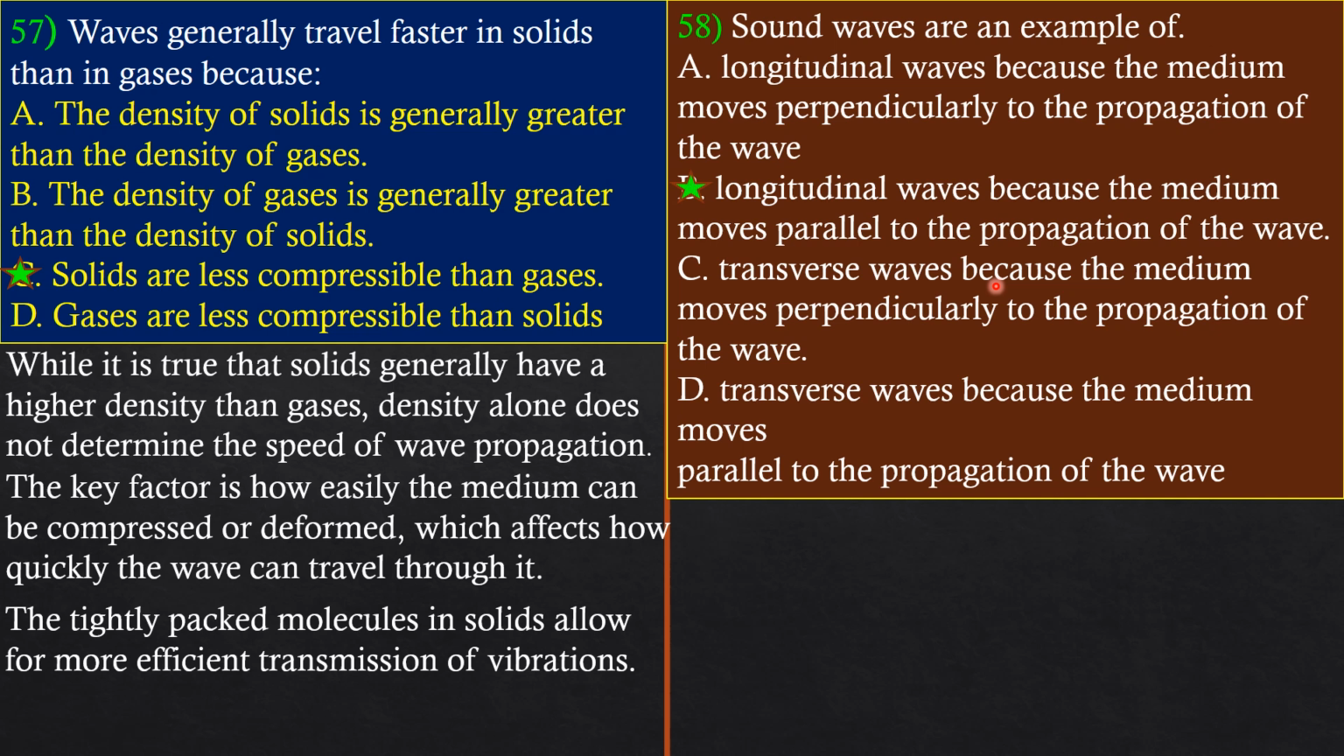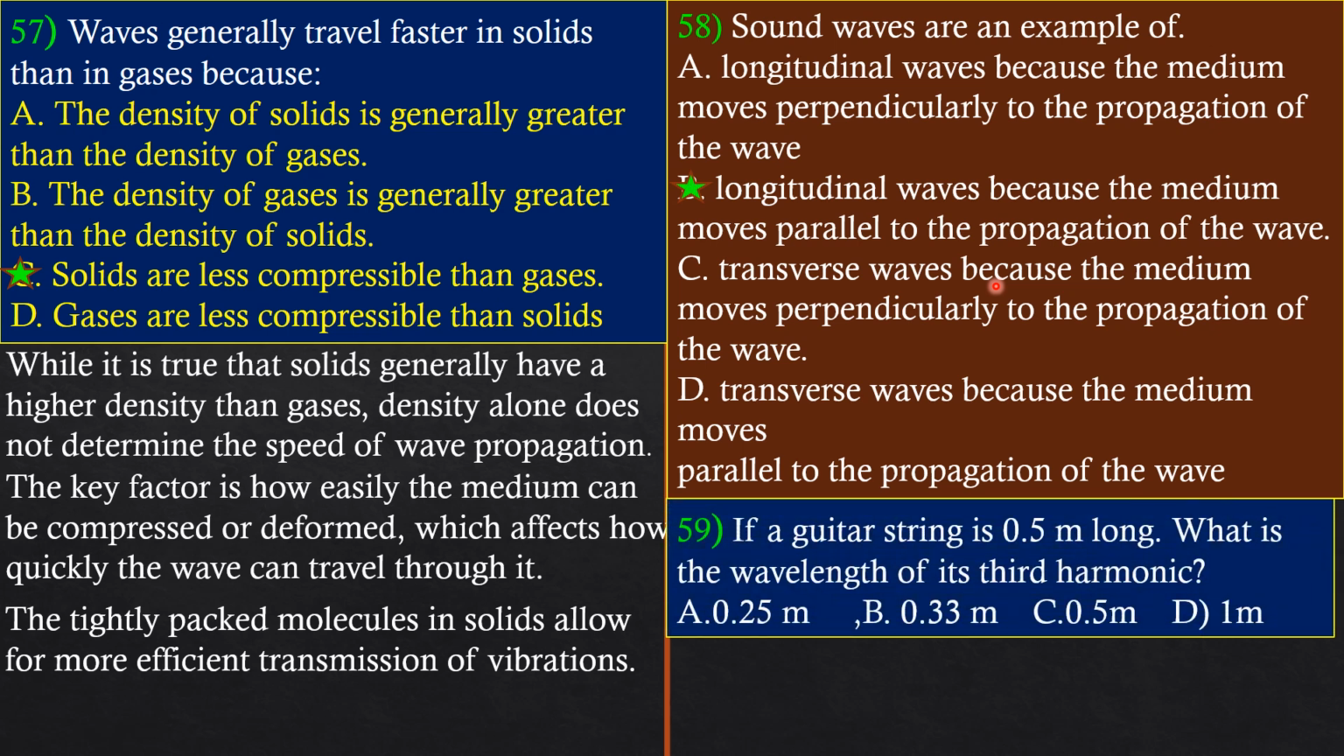Question 59 says that if the guitar string is 0.5 meters long, what is the wavelength of its third harmonic? Friends, let's simply recall that the guitar string in this case is fixed at both ends, and so the wavelength of its nth harmonic is given as lambda n equal to 2L over n.